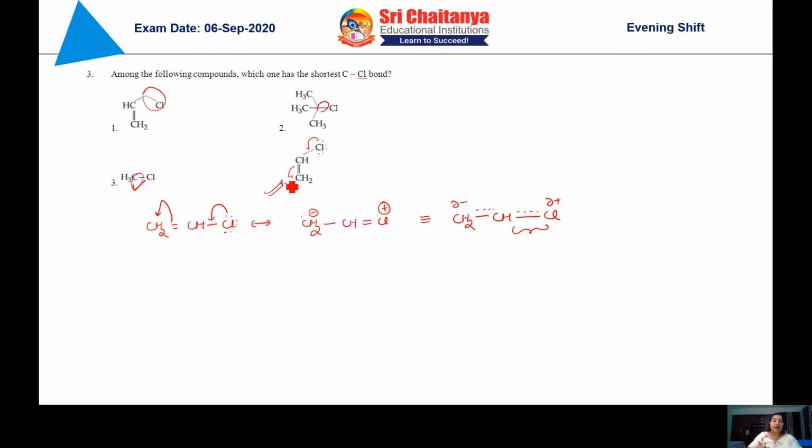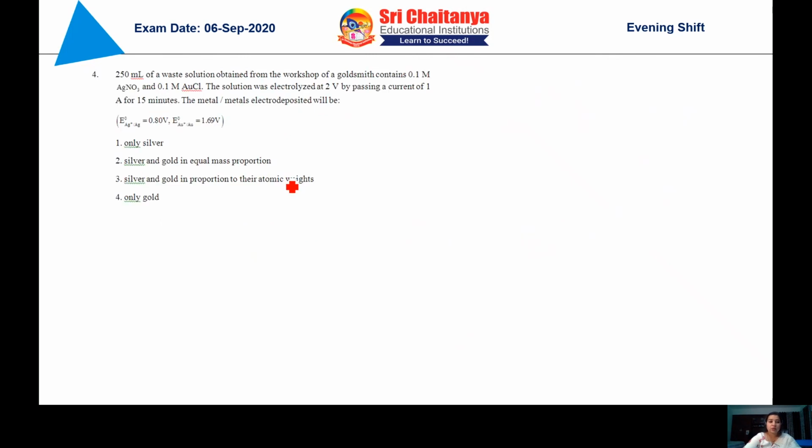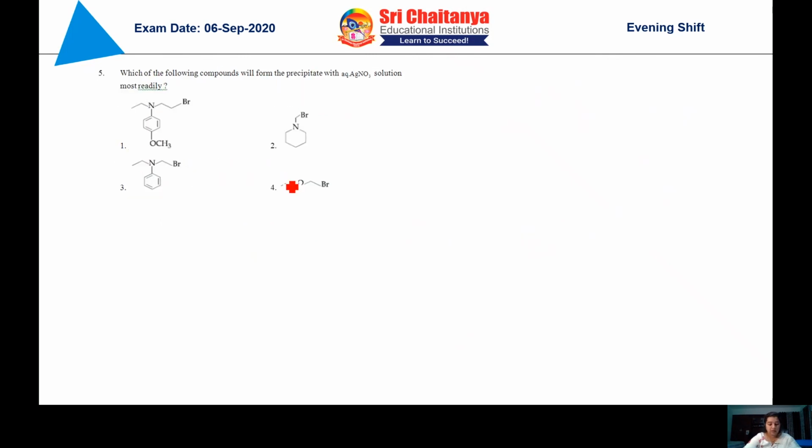So our partial double bond character will be created in this particular molecule. So the answer has to be option number 4. Next question of organic is question number 5, which says which of the following compounds will form the precipitate with aqueous AgNO3 solution most readily.